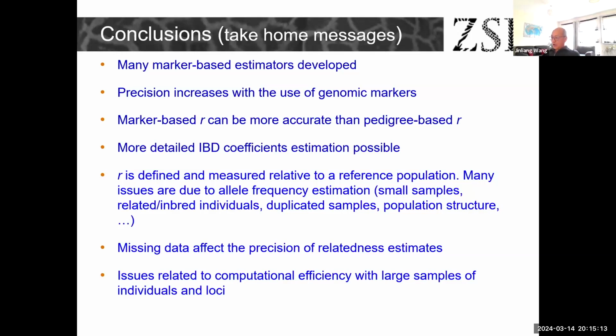And also with the use of genomic data, we can get detailed estimates of IBD coefficients. We can get estimates of all 9 IBD coefficients. So we can take into account the inbreeding coefficient, and we do not have to assume inbreeding is absent, which is not always true.